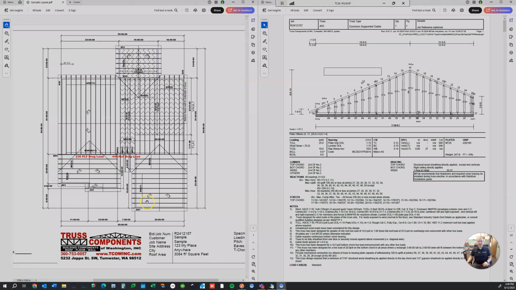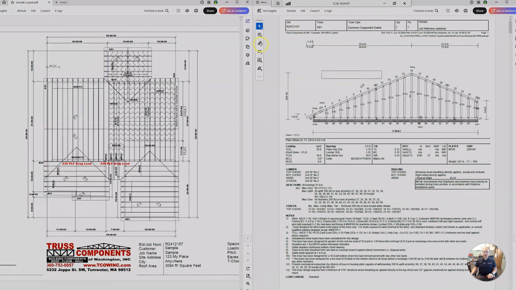Starting with the basics, one of the first things that we need to take a look at on the truss is what is the shape of it? It might be a common truss, might be a scissor, which means that it would have a vault in it, but we're going to take a look at the shape of our truss and make sure that it aligns with what we expect it to look like. So in this case, I'm showing a gable end truss and diving a little bit deeper into the drawing.